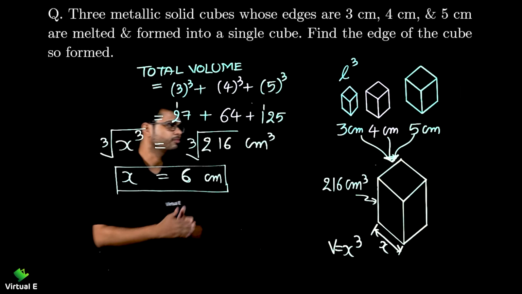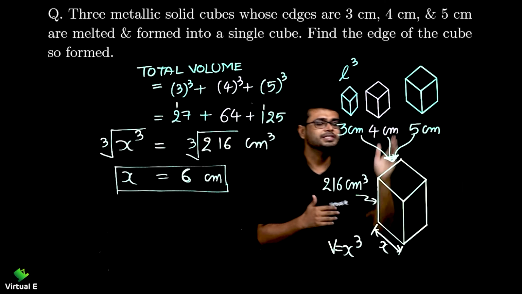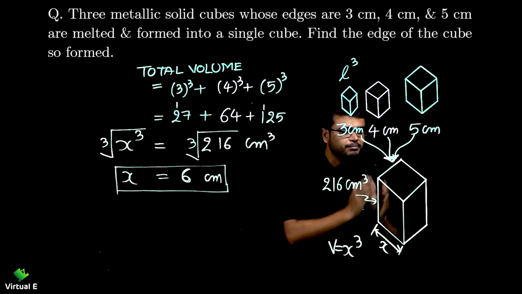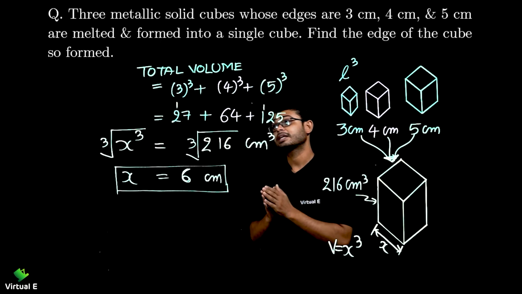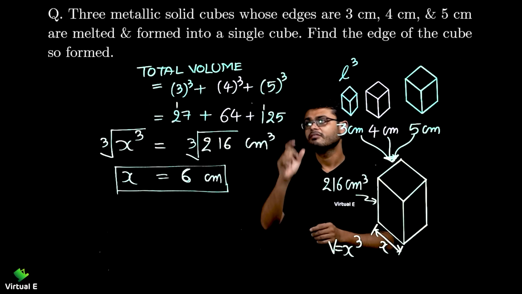Let's recall the steps one more time. We have 3 cubes, 3 centimeter, 4 centimeter, 5 centimeter. We are melting and combining into one cube. So for that, whenever melting comes into the picture, remember we are going to deal with the volume.